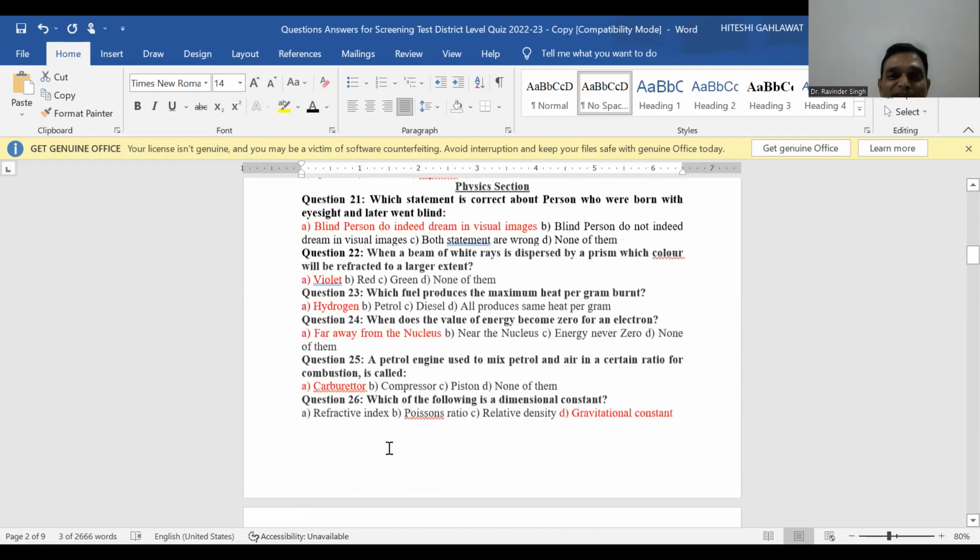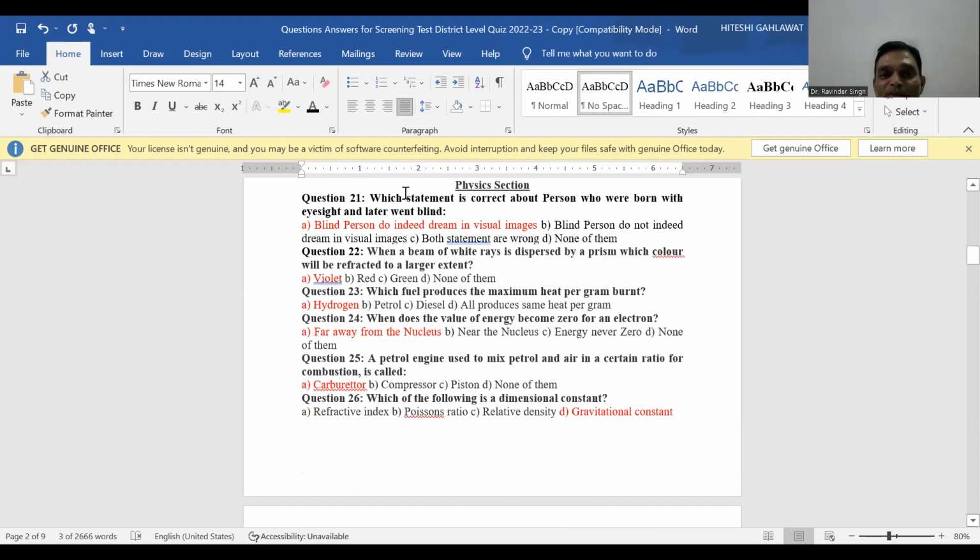Next is the physics section. Question number 21, which statement is correct about a person who was born with eyesight and later went blind? Blind persons do indeed dream in visual images. One who was not blind earlier and became blind later retains visual images in the brain. Question number 22, when a beam of white rays is dispersed by a prism, which color will be refracted to the largest extent?